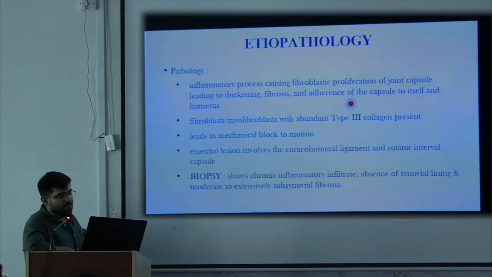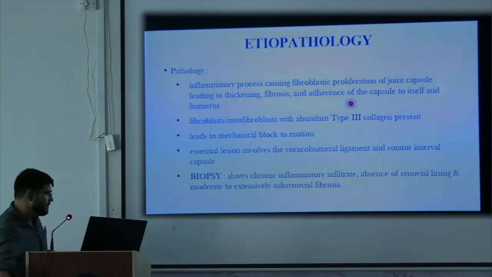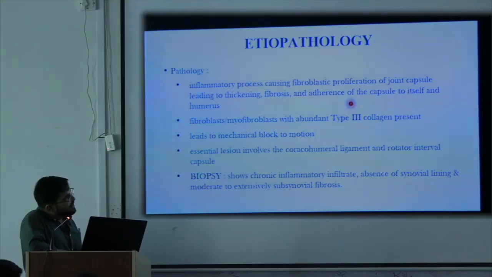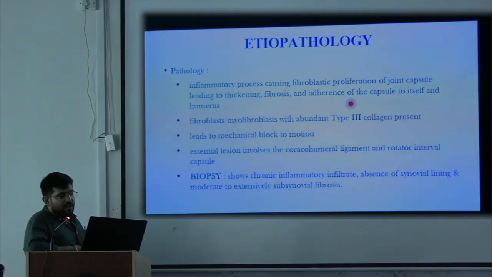Then comes the pathology. So what is the basic pathology happening in frozen shoulder? Basically it's an inflammatory process which causes fibroblastic proliferation of the joint capsule, which leads to thickening of the capsule. After the inflammatory process slows down, it eventually gets fibrosed. Fibrosed means it sticks to each other. And there is adherence of the capsule to itself and to the humerus, which causes motion loss, so the range of motion of the patient decreases.